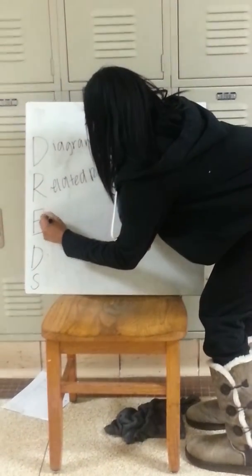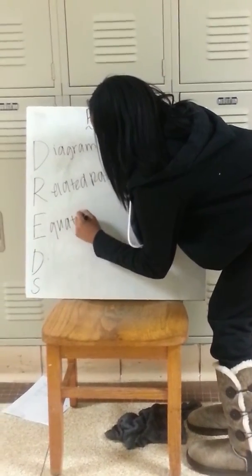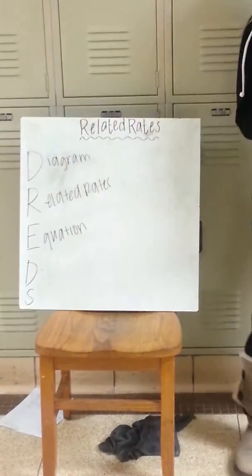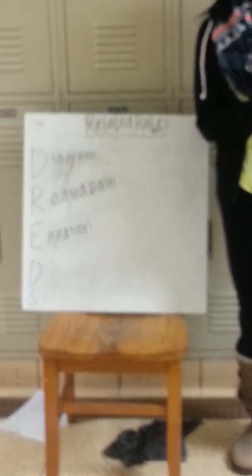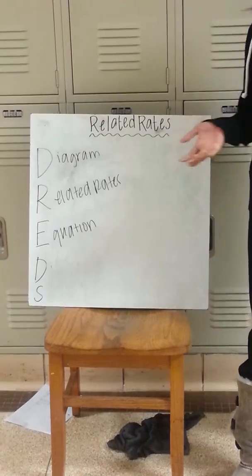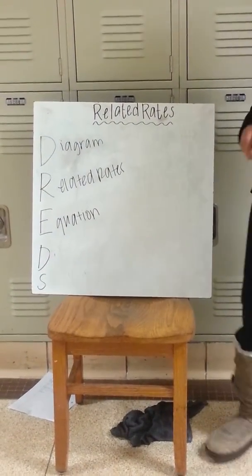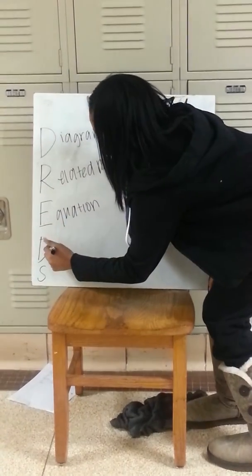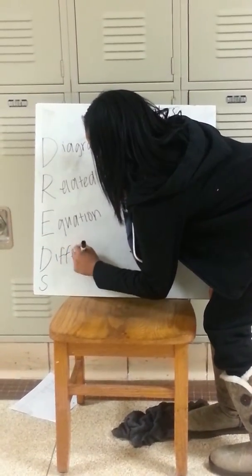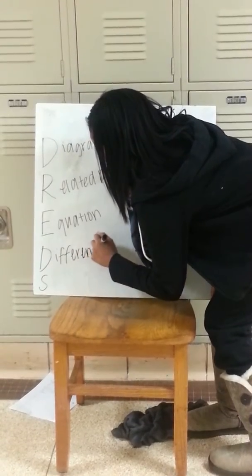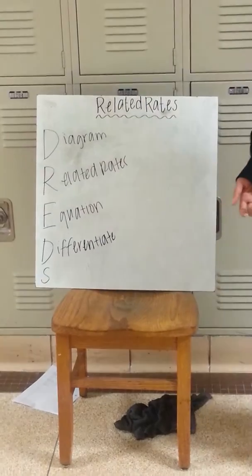In the equation step, you write down an equation to express the information you're given. For example, if you're trying to find area, then your equation could be A equals pi r squared. And continue with the area model. The other D is differentiate. So you differentiate the area equation, and that would be dA/dt equals 2 pi r dr/dt.